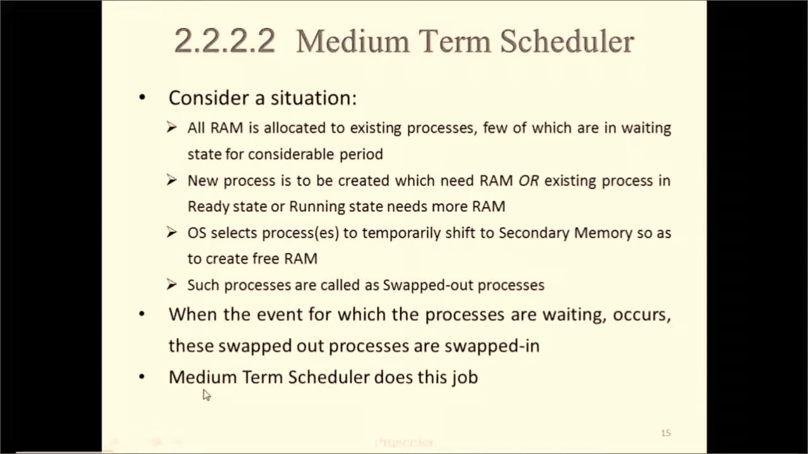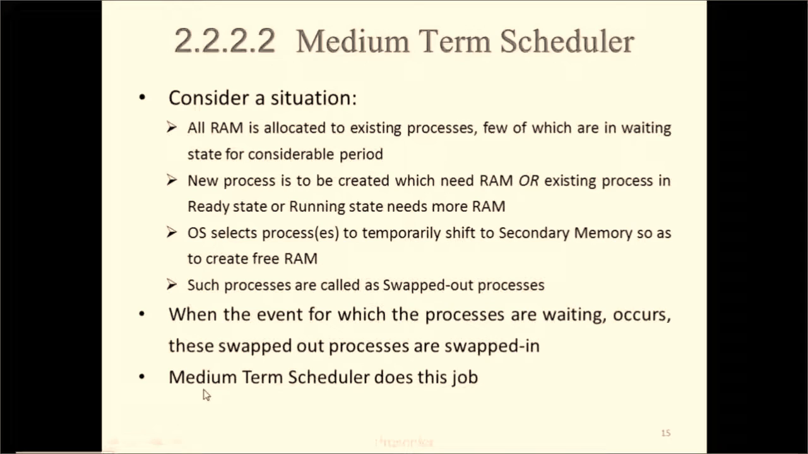Next is the medium-term scheduler. Now consider a situation. All RAM is allocated to existing processes, a few of which are in waiting state for a considerable time period. So there are more than one processes. Every process when created has demanded some primary memory, that is RAM. It has been allocated. Now the system does not have any extra memory available. Whatever it had, it distributed among all existing processes. Also, a few of them are in waiting state for a considerable amount of time.